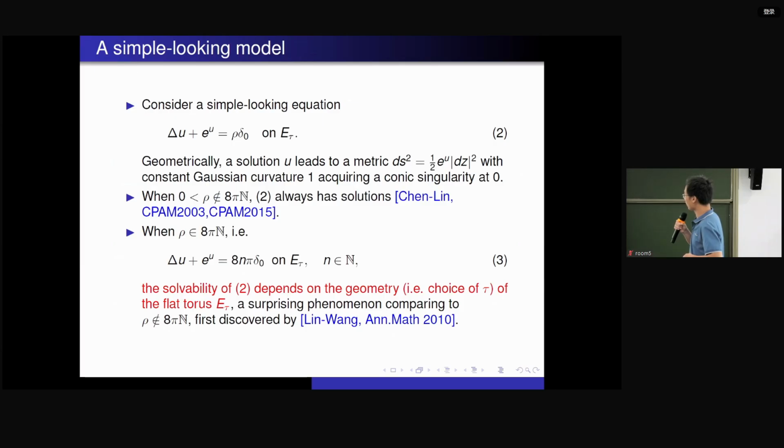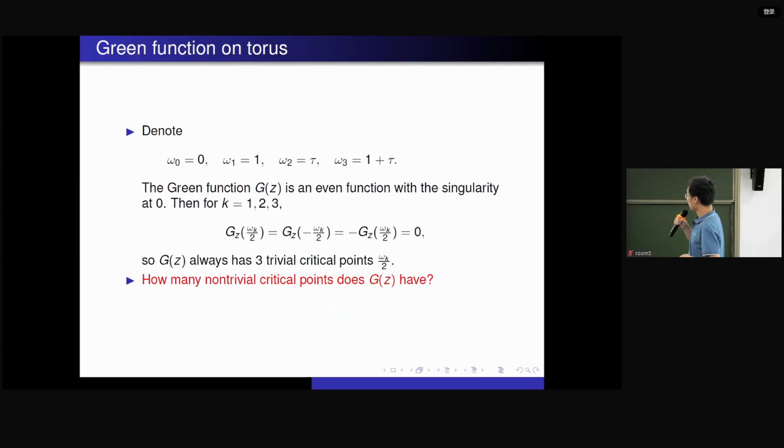And this case was first studied by C.S. Lin and Chin-Lung Wang. They proved that whether this equation has solutions or not depends on the geometry of the flat torus. That is, it depends on the choice of the vector tau. So here we denote ω0 is 0 and ω1, 2, 3 are the basic three periods.